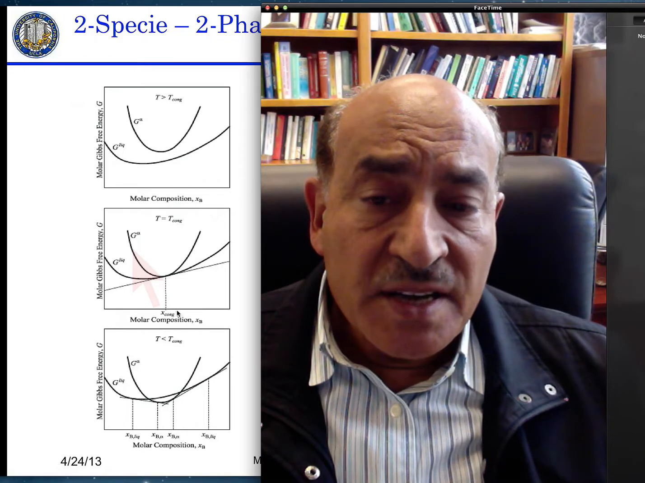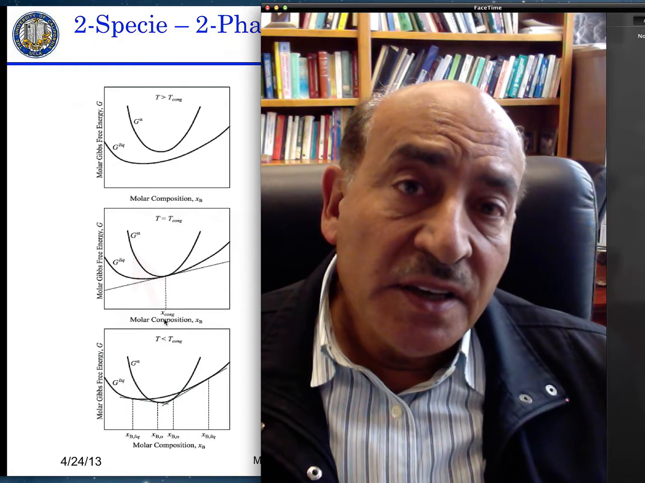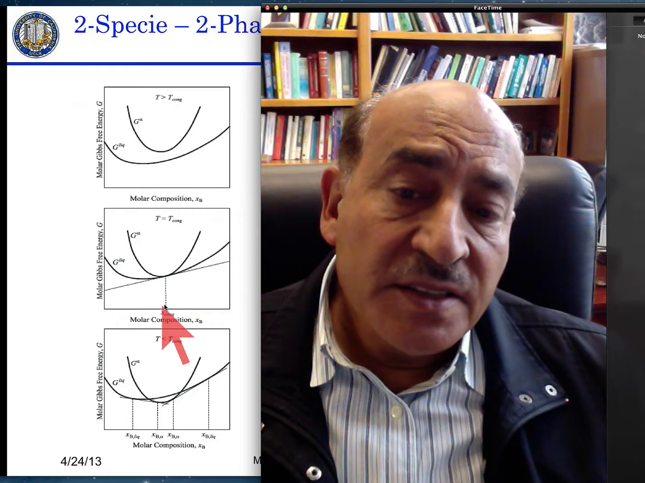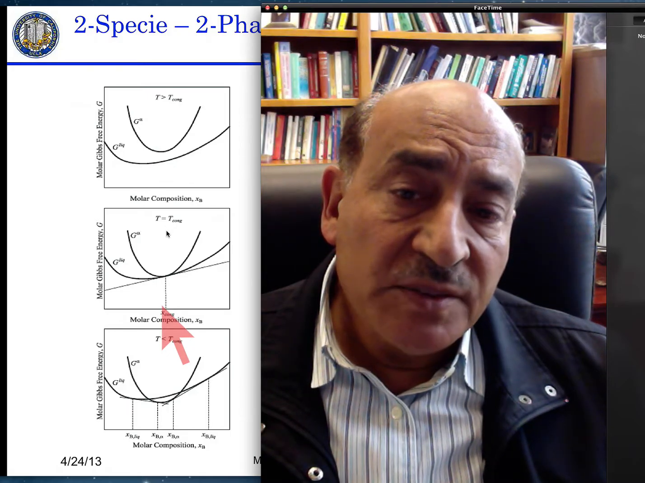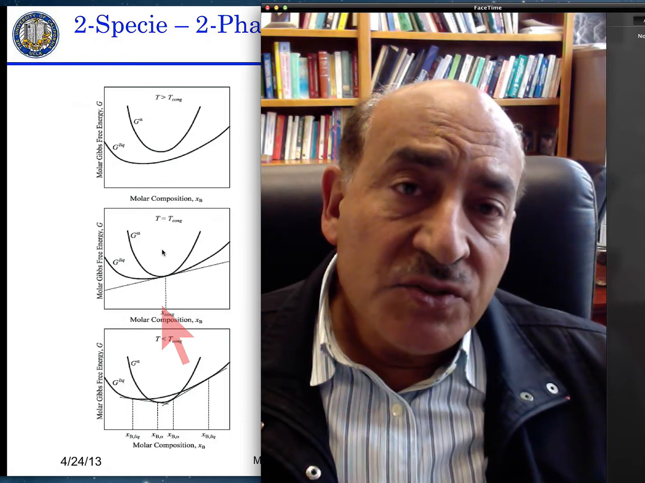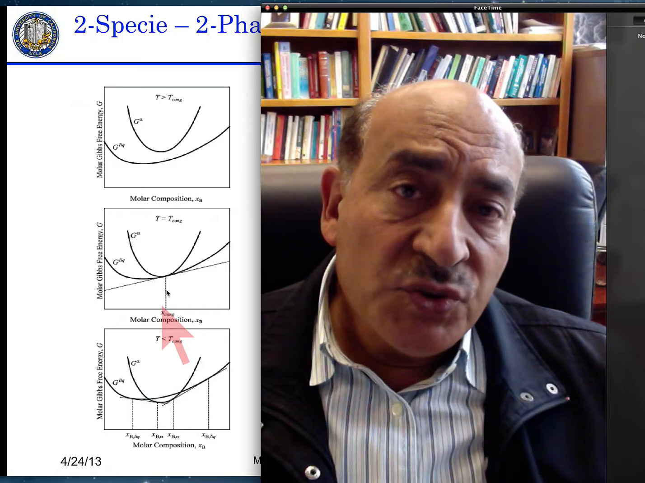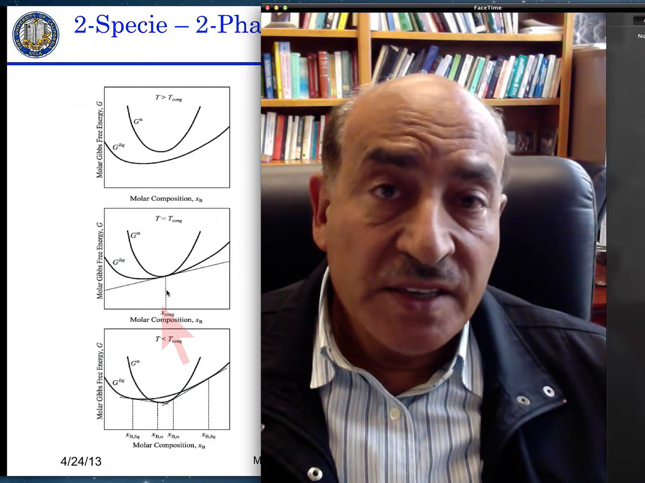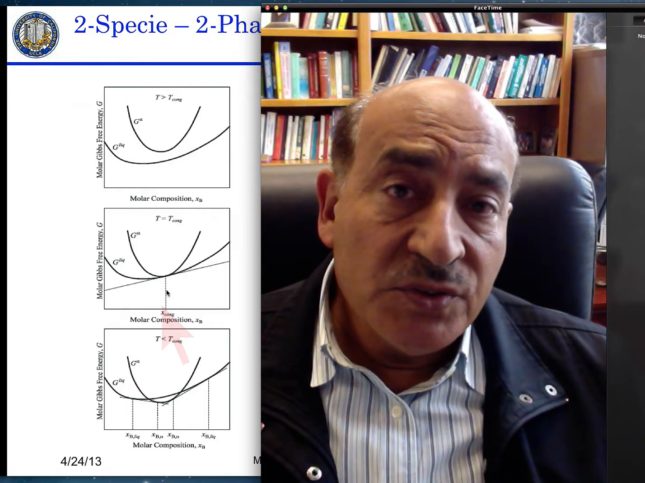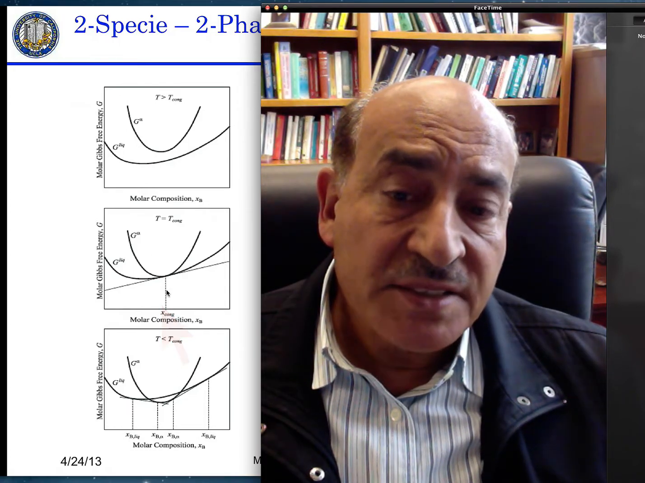If we have this congruent concentration X, and I'm at this concentration and I decrease the temperature down to the congruent melting point, then it will immediately solidify into a solid phase below that temperature. So this is very critical if we do solidification, for example, in casting.